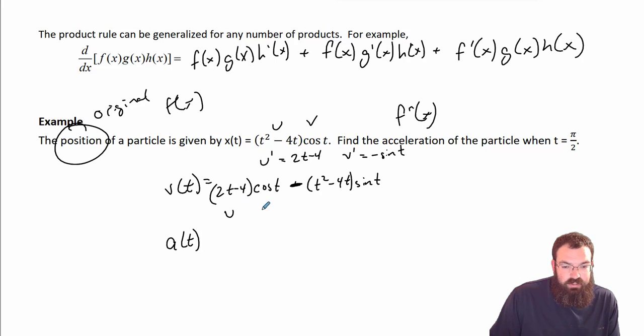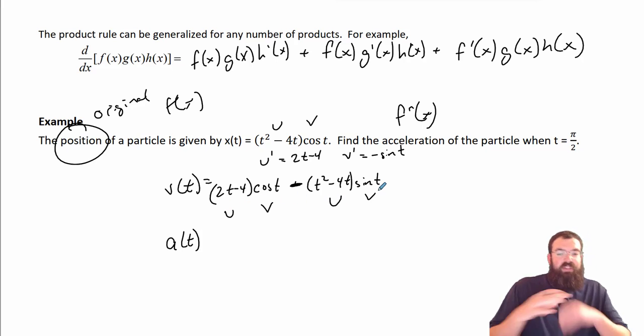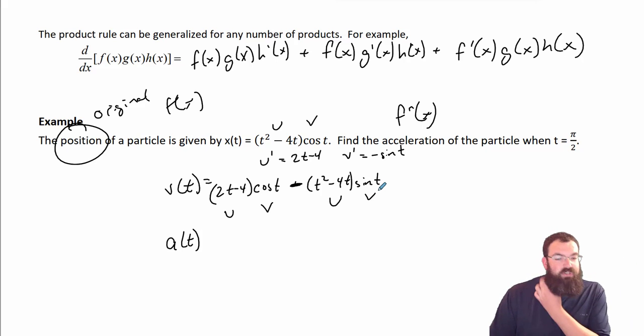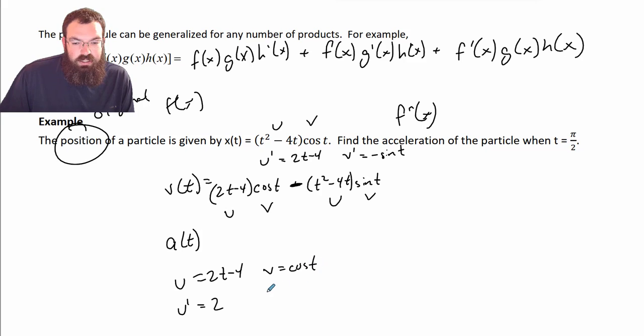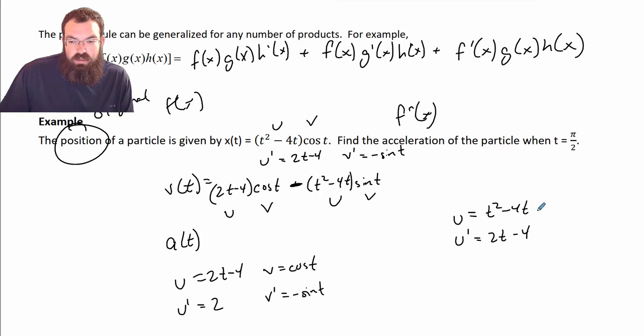So we'll say this is u again, this is v, this is u, and then v. So we're going to split this into 2 separate derivatives, because our u's are going to be different, right? So we'll say u is equal to 2t minus 4, u prime is equal to just 2, v is equal to cosine of t, and then v prime is equal to negative sine of t there. U prime is equal to 2t minus 4. U is just equal to t squared minus 4t. V is equal to sine of t, and then v prime is equal to just cosine of t.